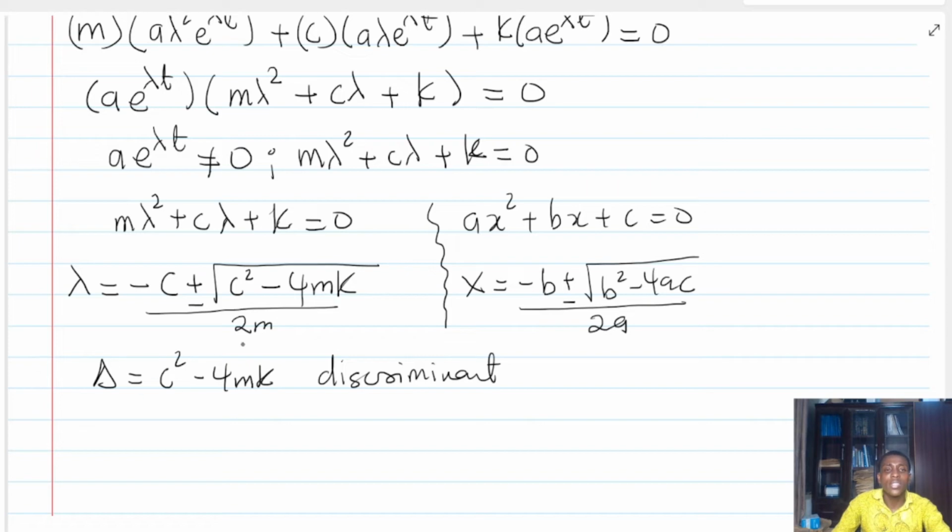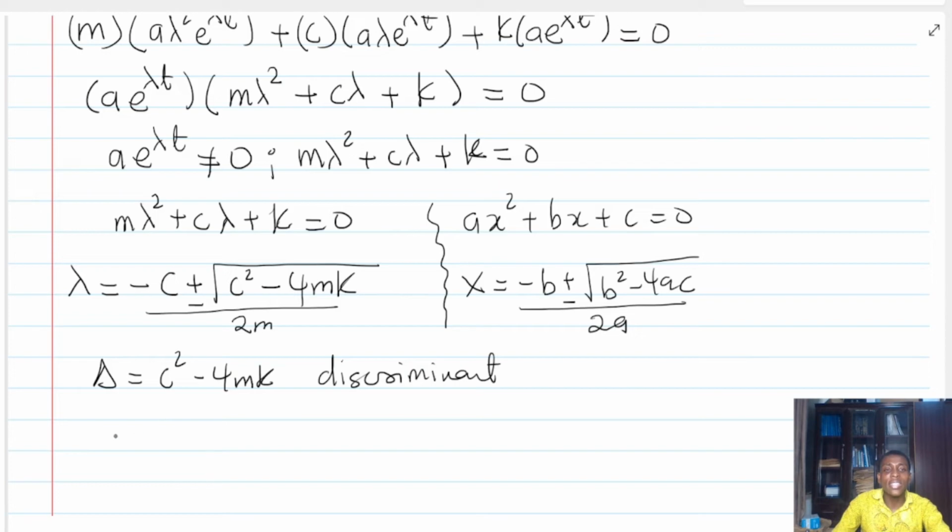If whatever is under the square root sign is going to be 0, then we are going to get what? Unique roots. If it is greater than 0, we are going to get real and distinct roots. And if it is less than 0, we are going to get complex roots. Is that right? But we are not in the math class. We are in a vibration class.